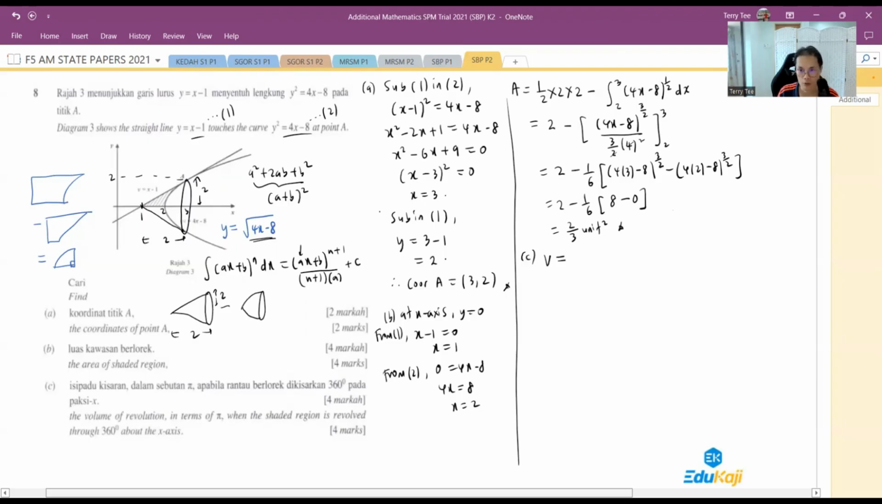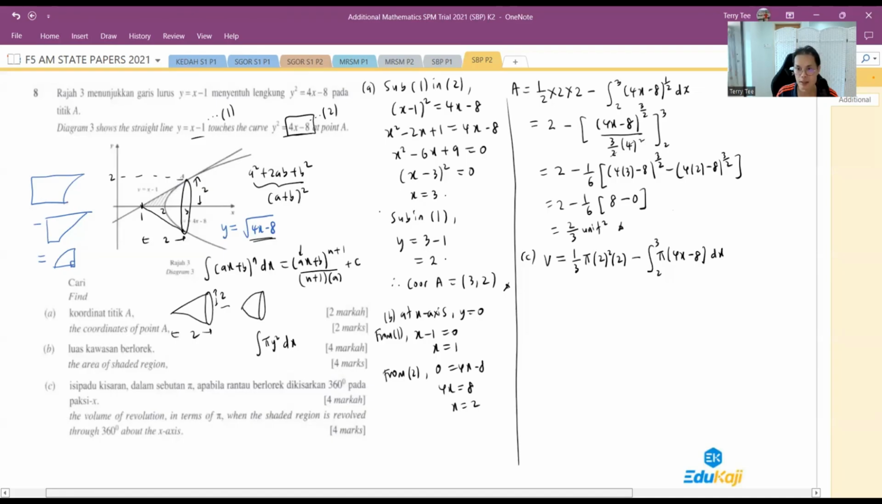The formula for volume of cone is 1/3 pi r squared h. My r is 2, I square it, my h also 2. Then you subtract integration pi y squared dx. Remember, when you rotate about y-axis it is x squared dy, x-axis is y squared dx. My y squared is already 4x minus 8, so you don't have to square it anymore. It's already squared. And the lower limit is 2, upper limit is 3.